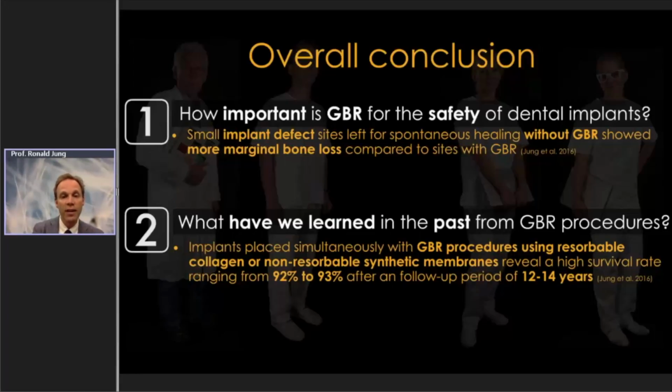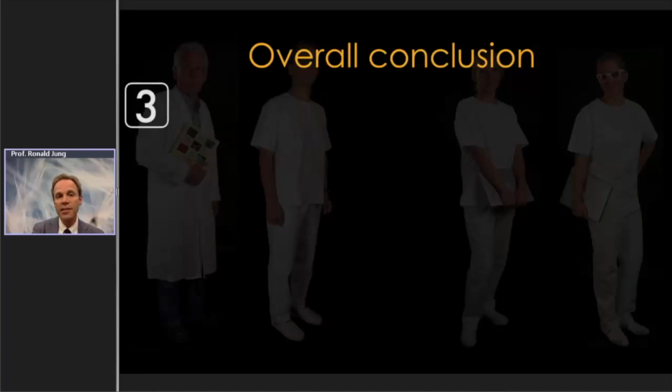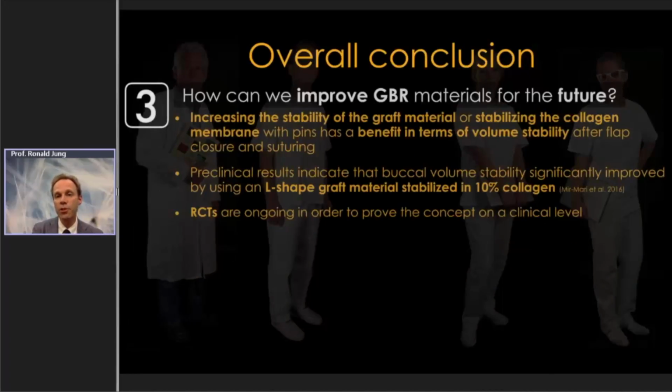In the third part, we discussed how we can further improve the GBR materials in order to have better volume stability. There we could see that increasing the stability of the graft material and stabilizing the collagen membrane has a significant benefit for volume stability. And in preclinical studies, the L-shaped technique was able to further stabilize the volume to the buccal aspect. But further RCTs are needed. They are currently ongoing in order to prove this concept in a clinical environment.